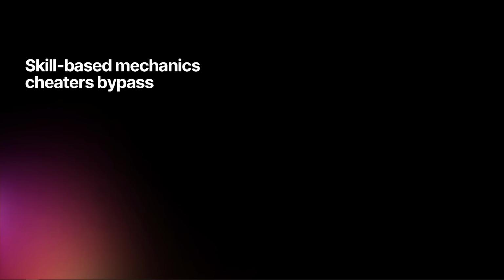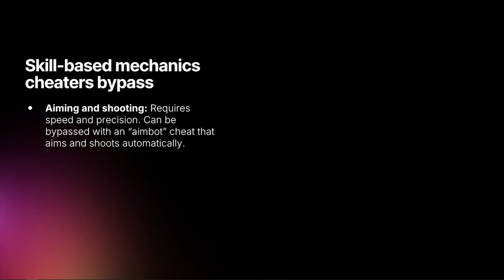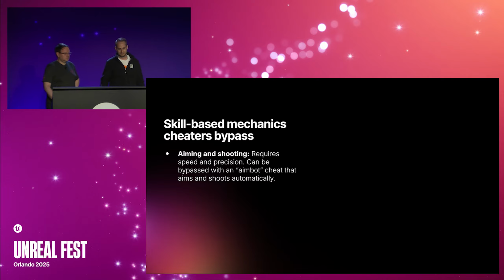So what are the skill-based mechanics in Fortnite? Being that it's a shooter, aiming and shooting are extremely important. So getting good at that requires a huge amount of practice. You've got to be fast and precise and coordinated. If you're using a cheat, you can use what's commonly called an aimbot and have the cheat just do that for you. So you can skip that whole process of getting good. And a lot of people would say that takes the fun out of the game. I would tend to agree. Unfortunately, not everyone sees that the same way.